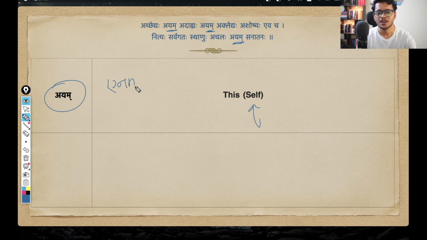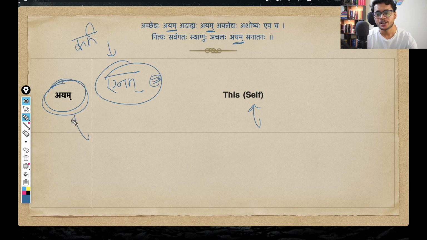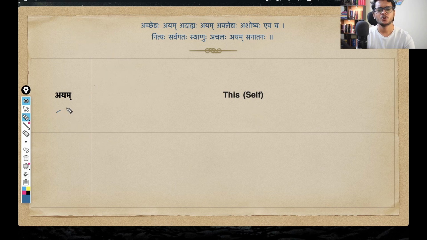There we had enam because we were talking about the self in the form of an object. There this Atman was the karma, the object. But here in the shloka, we are talking about the self from the point of view of the Prathama Vibhakti, the first case, because this is the subject of whatever is happening in the shloka. I hope this is clear. And this ayam, from which pratipadika is this coming? The same pratipadika, idam. There the idam pratipadika was in Dvitiya Vibhakti, changed into enam. Here it is in Prathama Vibhakti, changed into ayam.